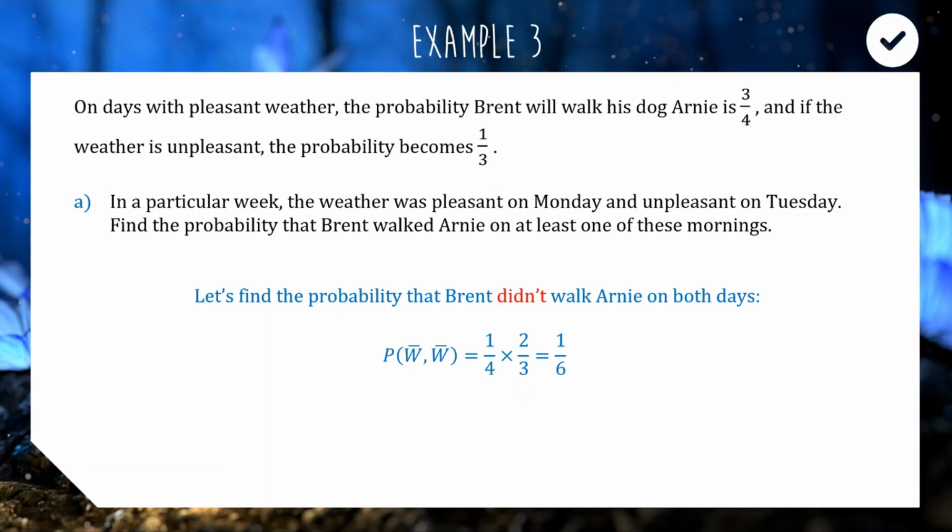That must mean, just by leftovers, that there is a 5 in 6 chance that we're going for a walk on at least one of the days, okay? Because it's everything other than not on both days, okay? A 1 in 6 chance that we don't either means a 5 in 6 chance that we do either of them, okay?